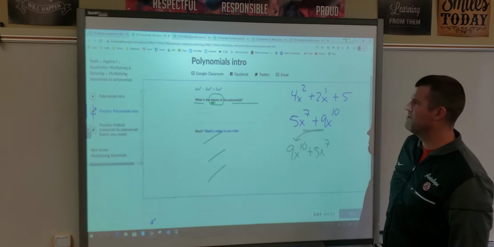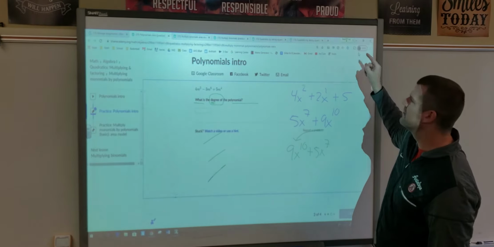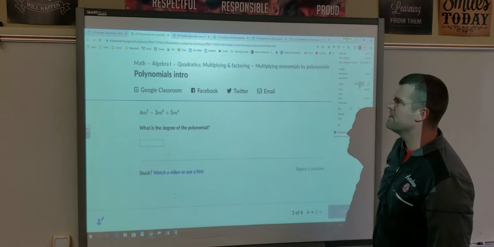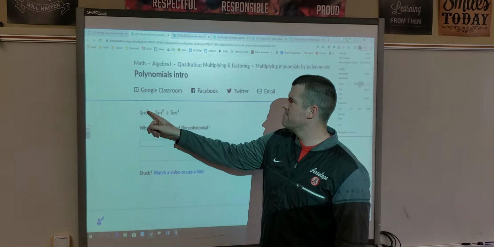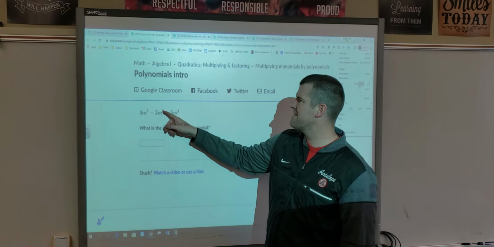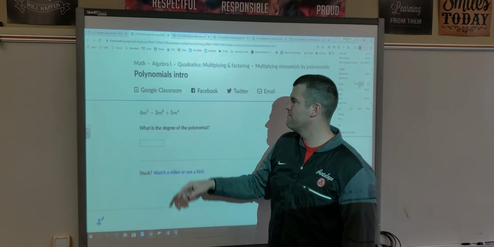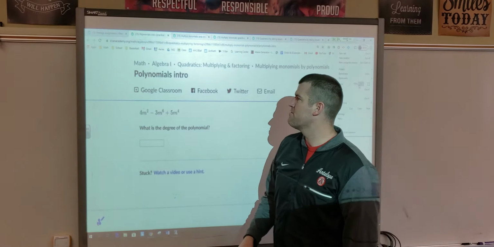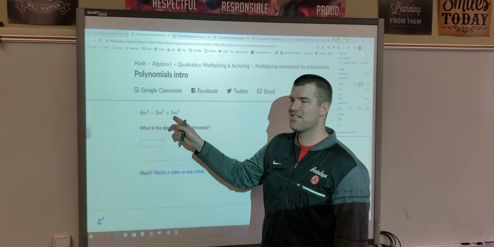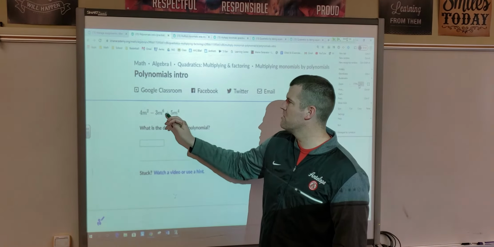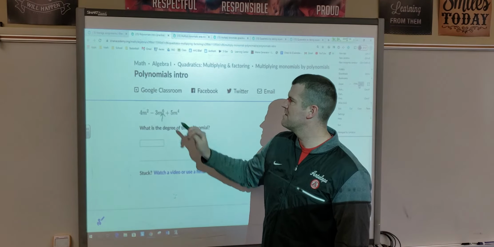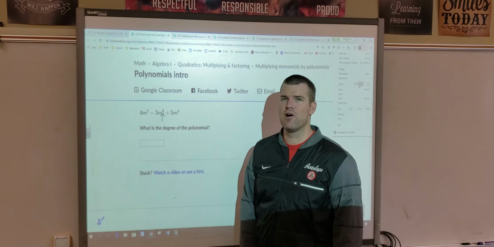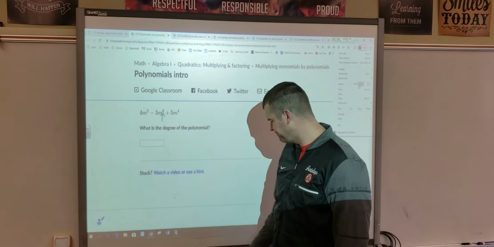Let's try another one of those. This one says, what is the degree of the polynomial? If I zoom in here a little bit, it has 4m squared, negative 3m to the 6th, and positive 5m to the 4th. And the degree, again, is the largest exponent. So I'm not going to go to the coefficient. That's different. I'm going to go to the exponents, and my largest exponent was 6. So the degree of this polynomial would be a 6th degree polynomial. Just type in the number 6.